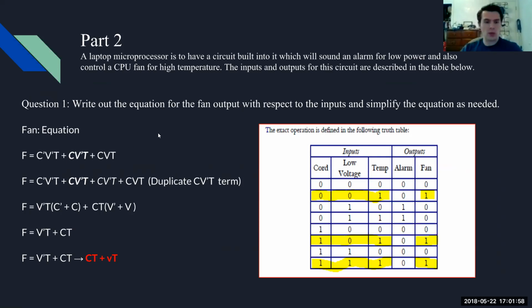Once we got that equation, we were told to simplify it. And the trick to the simplification for the fan was to duplicate the C and not V and T term. And once we did that, in this step, we were able to pull out the not V and T, and the C and T from the terms, leaving the not C and C, and leaving the not V and V. And those two terms were able to simplify to 1, which gives us the result of not V and T, or C and T.